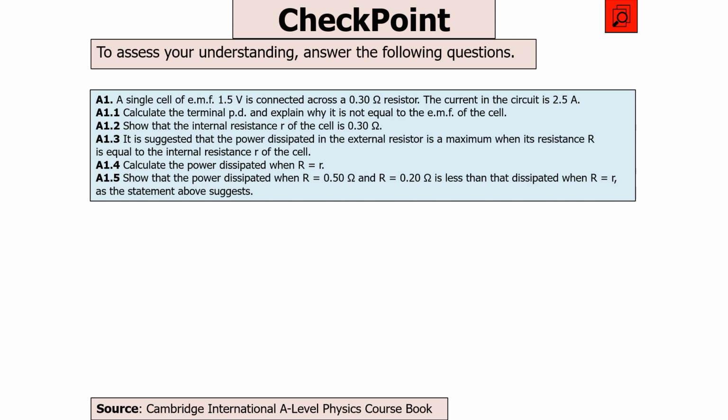The next question says, a single cell of EMF 15 volts is connected across a 0.30 ohm resistor. The current in the circuit is 2.5 amps. Calculate the terminal PD and explain why it's not equal to the EMF of the cell. Then show that the internal resistance of the cell is 0.30 ohms. It's suggested that the power dissipated in the external resistor is a maximum when the resistance R is equal to the internal resistance of the cell. Calculate the power dissipated when R equals r. Then show that the power dissipated when big R is 0.50 ohms and small r is 0.20 ohms is less than that dissipated when R equals r, as the above statement suggests. So pause the video now, then unpause the video when you want to go through your answer.